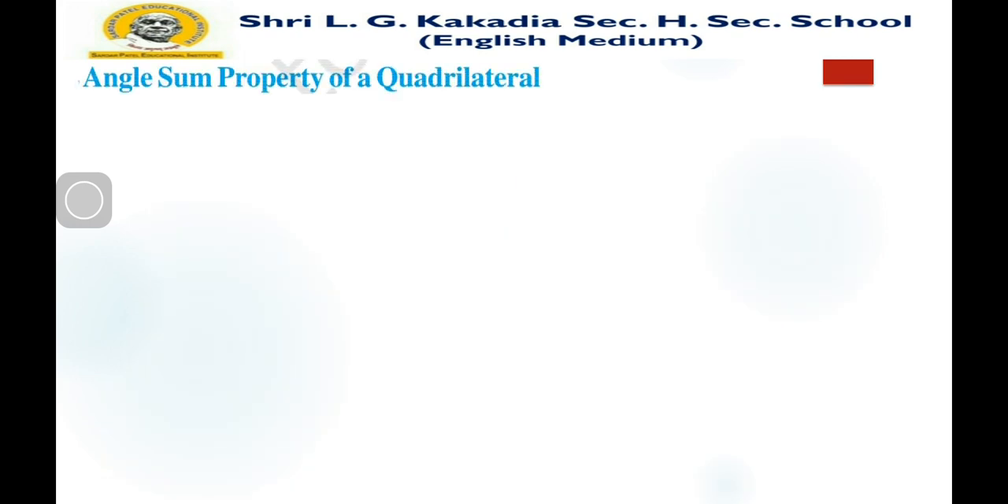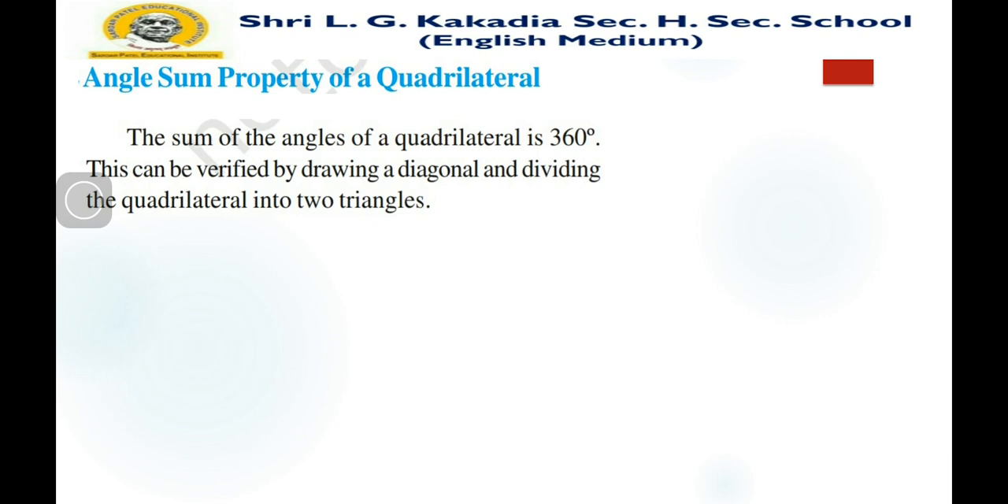Now first we are going to discuss the angle sum property of a quadrilateral. You have also studied the angle sum property, that is, if you take the sum of the angles of a quadrilateral, then it is equal to 360. The sum of the angles of a quadrilateral is 360 degrees. So this is known as the angle sum property of a quadrilateral.